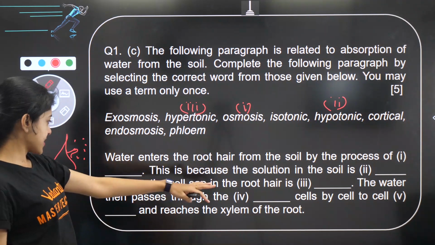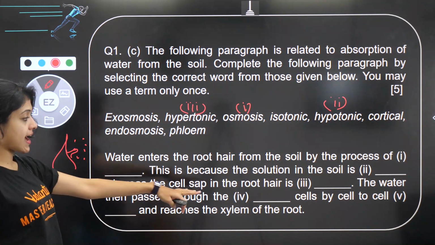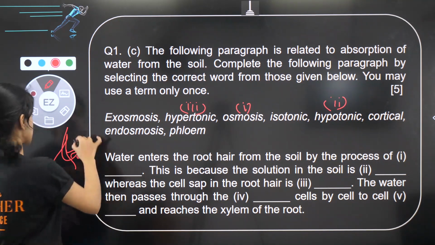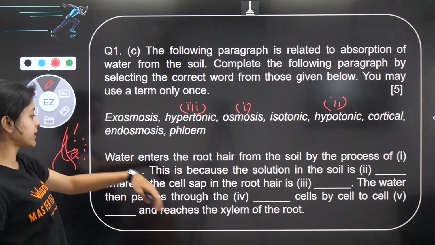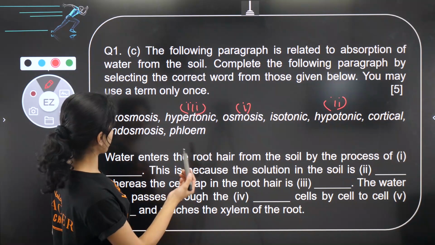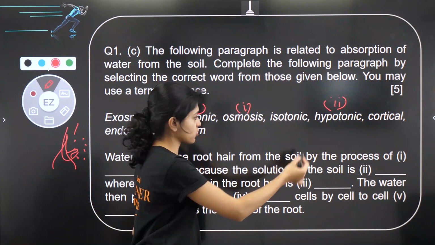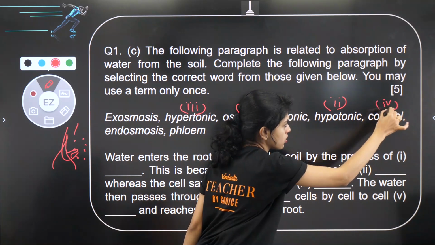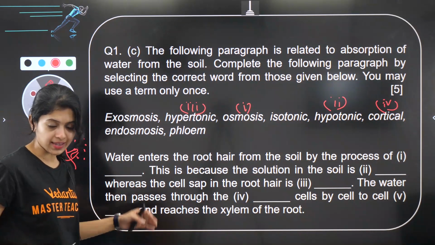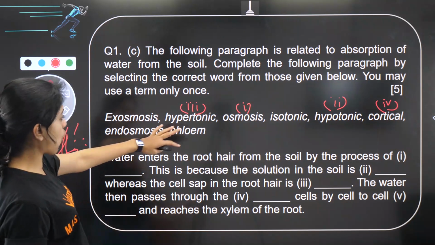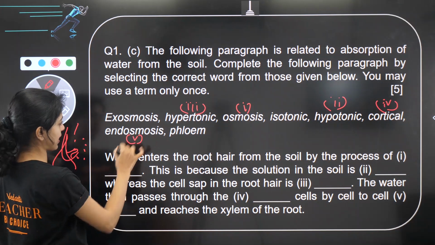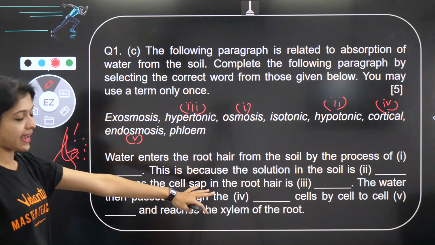And the water then passes through the dash cells. Once it is taken into the roots, where does it go? It just keeps traveling upward, and where does it go? Passes through what cells? The root cortex, remember? So that would be the cortical cells. So that makes it number 4. Cortical cells would fill it here, by cell to cell dash. Again, a type of osmosis which is called endosmosis. And that would be blank number 5, endosmosis, and reaches the xylem of the root.